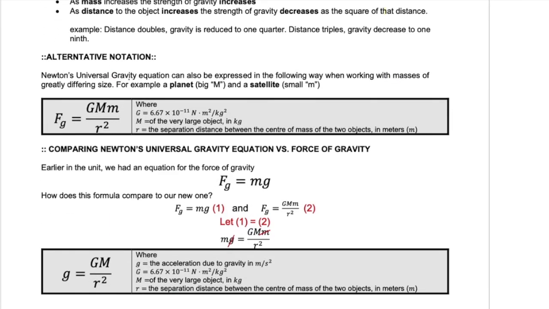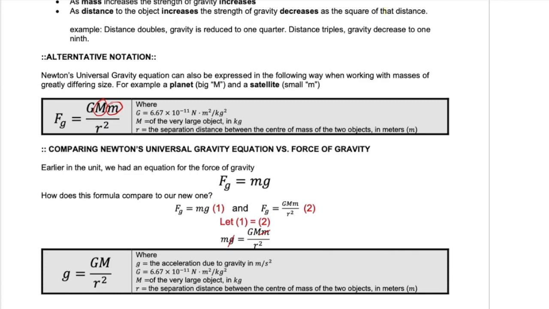I, however, have a slightly alternative notation to this. Instead of using M1, M2, I sometimes will use big M and little m, especially if the objects are greatly varied in size. Big M would be, for example, your planet. Little m would be something like a satellite or a meteor or something smaller, even you as an individual.